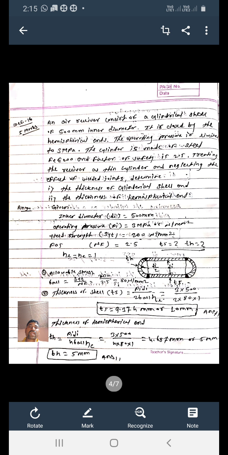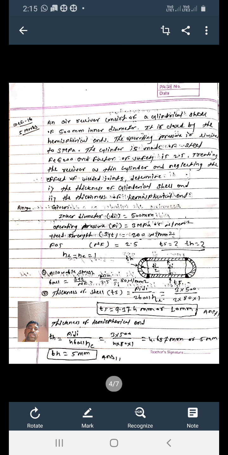Then we want to calculate the thickness of the cylindrical shell and the thickness of the hemispherical end. It is denoted by T suffix S is equal to how much, and T suffix H is equal to how much. Here we will consider NL is equal to NC is equal to 1, meaning the efficiency of the joint we will consider as 1. This efficiency is not given.